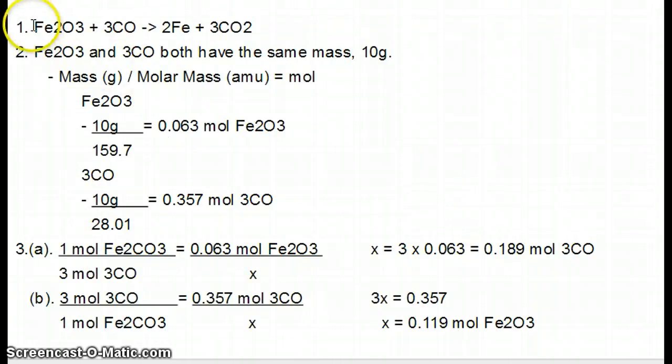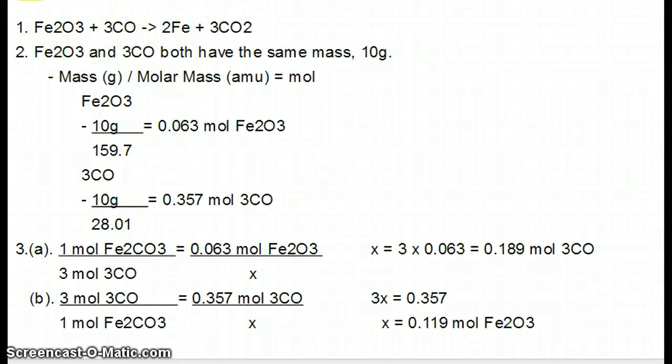So here, the first step was to balance the equation, and I balanced the equation here. If you do not know how to balance the equation, all you need to do is have the same number of one element on this side as the number of that element on the other side. So here we have 2 iron, 6 oxygen, and 3 carbons on each side. That's basically how you balance the equation.